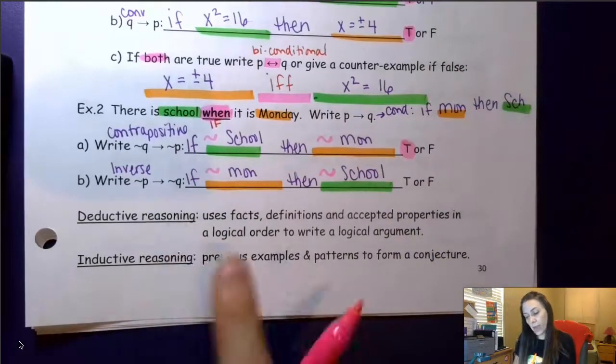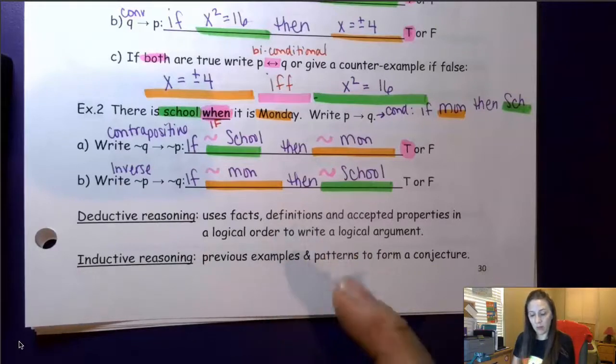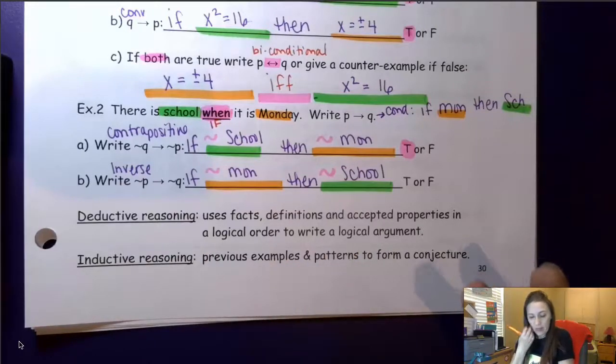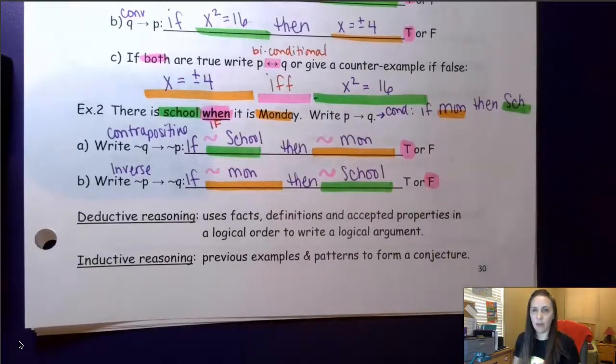Now, what about if it's not Monday? Then does that mean we don't have school? Well, that one it's false. If it's not Monday, it could be Tuesday, Wednesday, Thursday, Friday. That one's a false statement. These are not both true. You could not write a biconditional with those because they aren't both true. And they're not the converse conditional.